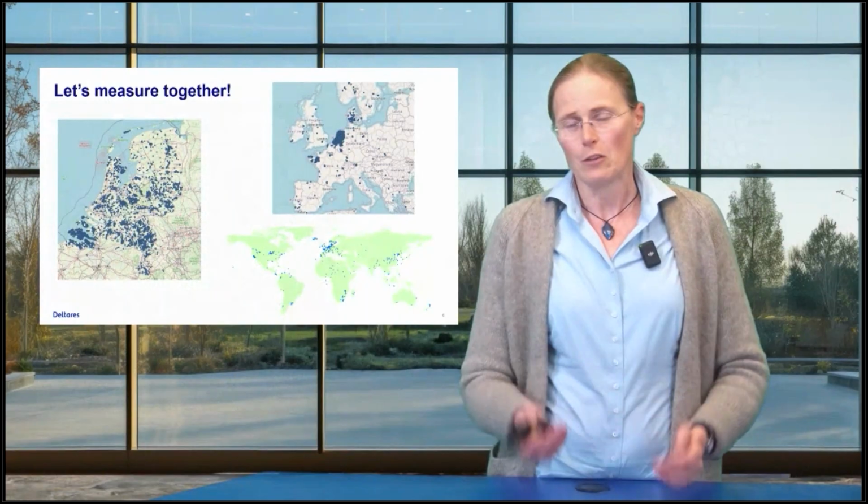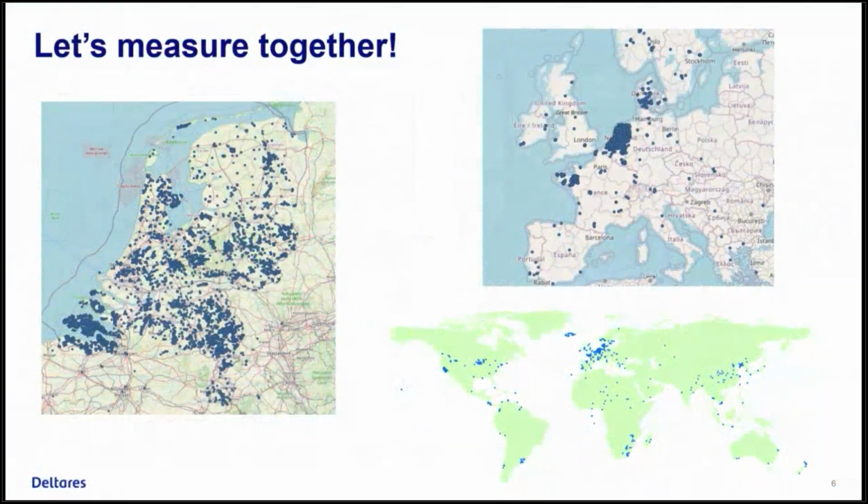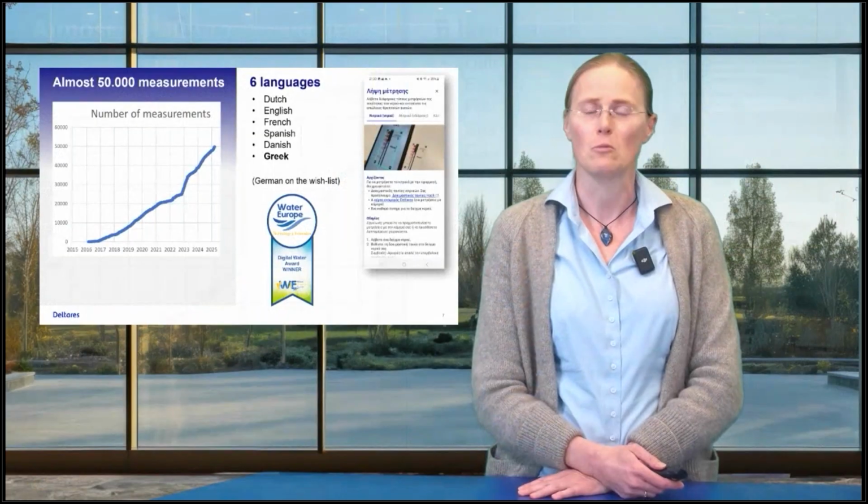So just to tell you a little bit about the app in more general terms, it is really meant to measure together. And as you can see, this is not necessarily limited to what happens in the Netherlands, but we welcome participants from all over the world, both in Europe and also globally. You see, even all the way to the other end of the world in New Zealand, measurements are being done. At the moment, there are some 50,000 data points that have been measured with the app. The app is also available in 6 different languages, and which language it selects depends on the setting in your mobile phone. So for example, since fairly recently, a Greek version is also available. The app has been around since 2016 and was awarded in the Water Europe contest for technology and innovation as a Digital Water Award winner.